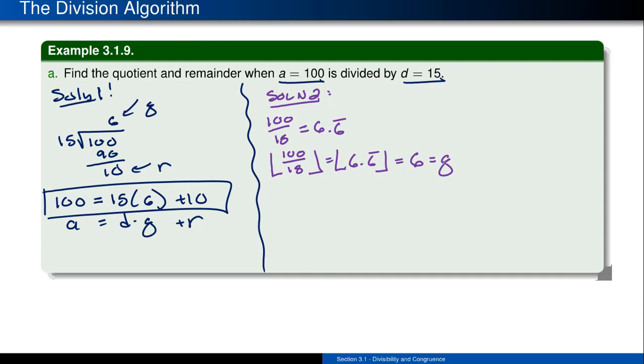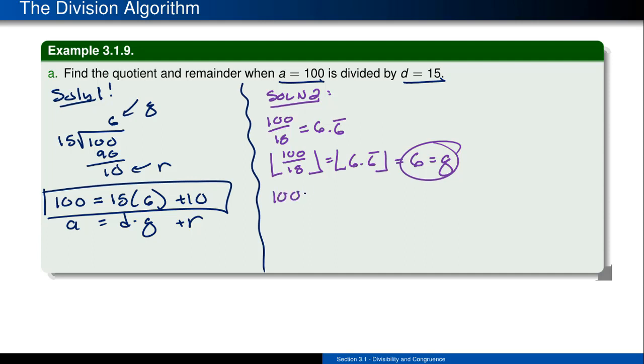So anytime you want to find your quotient, all you've got to do is compute the top number divided by the bottom number and round down to the nearest integer. So the question is then, how do I take that information about what my quotient is to figure out what my remainder is? Well, if you look at this, I know that 15 is going to go into 100 6 times. So all I've got to do is see whatever's left over in this situation.